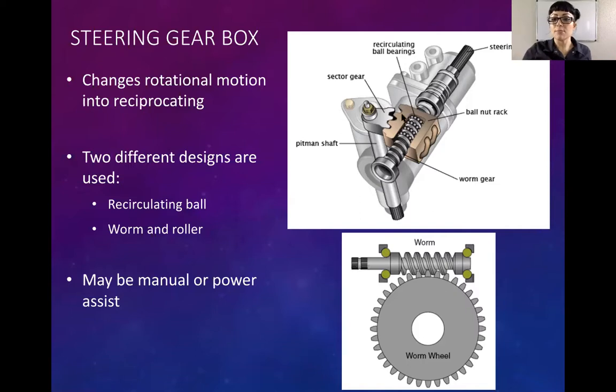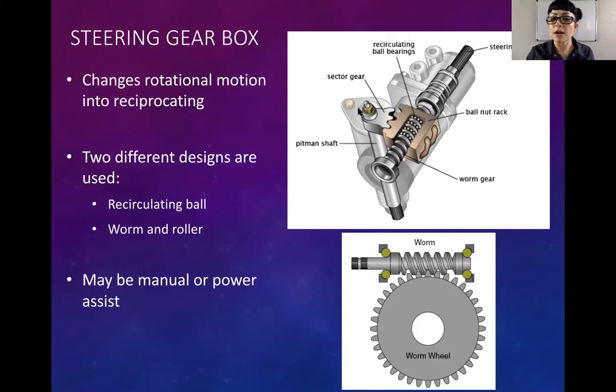And as this moves up and down, if you're following with my mouse here, we've got this ball nut rack that is moving up and down, connecting with a sector gear. Now this sector gear is going to move along with the teeth. So if this moves up, this sector gear is going to turn upward like that. And if it moves down, it's going to turn downward.